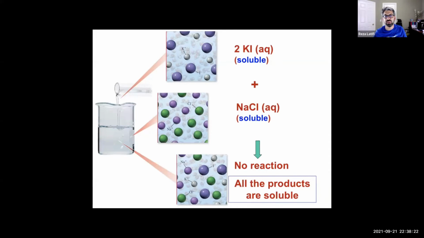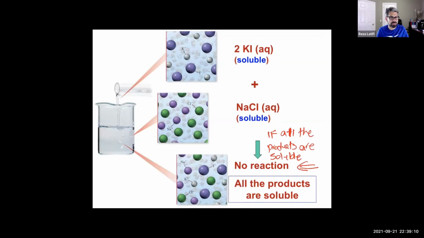If I start with potassium iodide and then this time I add sodium chloride to it, again it is homogeneous. When I look at the product, I got a mixture that is completely homogeneous. Okay. I don't see any solid crash at the bottom of the flask. In this case, we say if all the products are soluble, then we say no reaction or nothing happened.